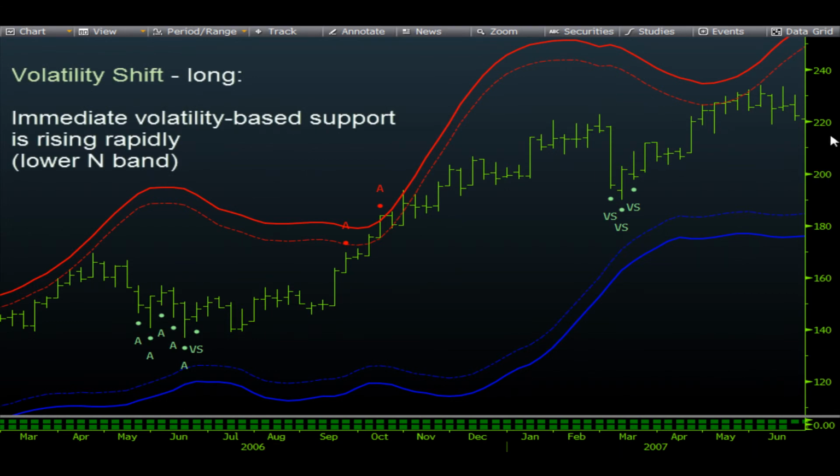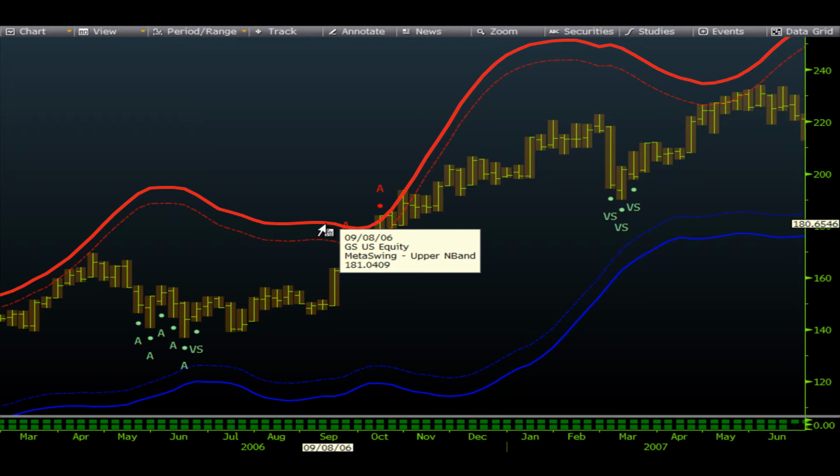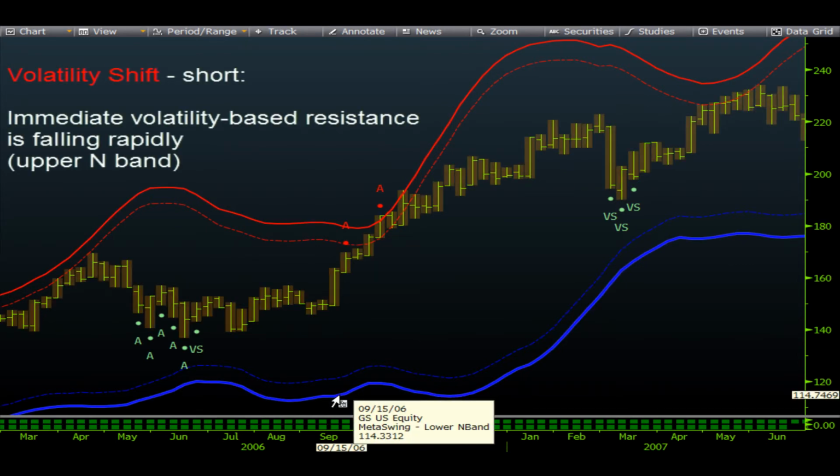In TA, there's a new concept I've termed volatility shift. This refers to support and resistance in the immediate time frame, which essentially are N bands. The upper N band is resistance right away. The lower N band is support right in the immediate time frame.